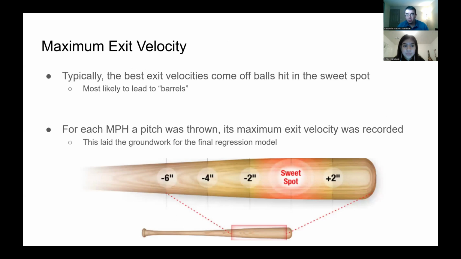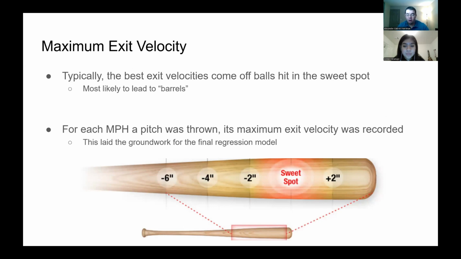One of the big factors in exit velocity is where the ball hits the bat. If you make contact within the sweet spot, you're typically more likely to have those barrels, which have much higher exit velocities and launch angles. Typically, those are your extra base hits or even home runs.